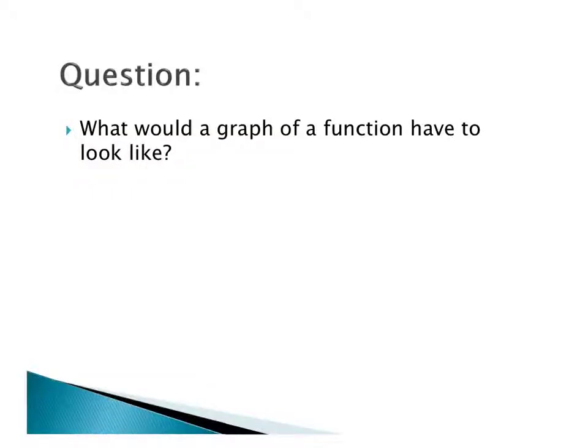In this part of 2.3, we're going to talk about what graphs of functions look like. So you have to ask yourself, what would the graph of a function have to look like? If we can't have any repeating x values, how is that going to change what our graph looks like? So let's take a look at that.